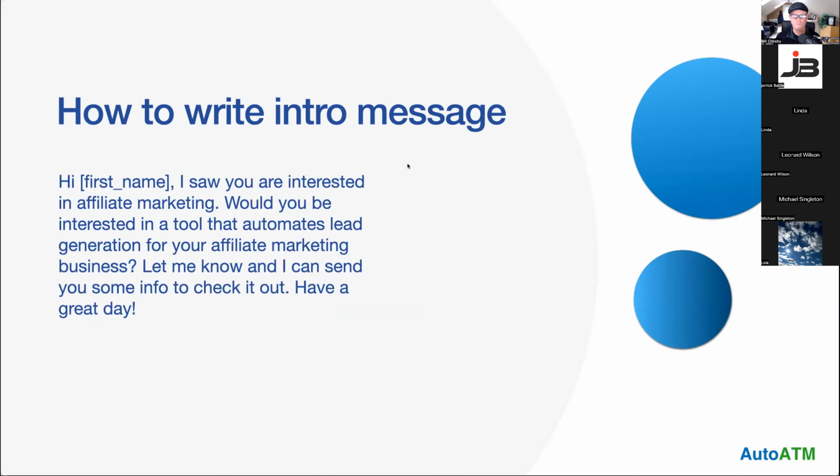Okay. So here is an intro that we are currently using. This has all the elements in it that I just spoke about. All right. So one of the most important elements is that personalization. So actually, before I do that, let's just go ahead and read through this. So, hi Linda. Linda, I can see Linda's on the call. I saw you were interested in affiliate marketing, because I found Linda in an affiliate marketing group. Would you be interested in a tool that automates lead generation for your affiliate marketing business? Let me know, and I can send you some information to check it out.